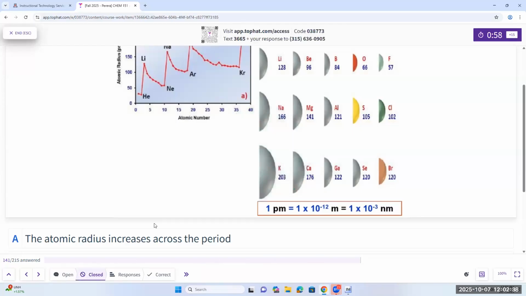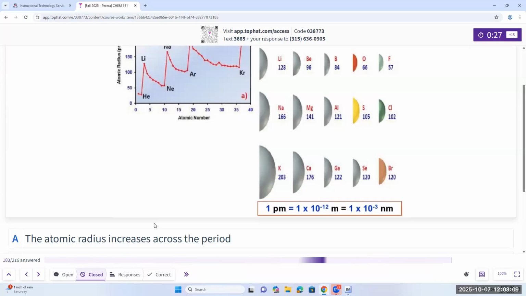So that should be enough time for this problem. Do not overthink this. I'm not asking you to explain anything. I'm not asking you to draw conclusions. I am just asking you to make an observation. Tell me what is happening. Across the period, what is happening? Going down a group, what is happening? That's all I'm asking.